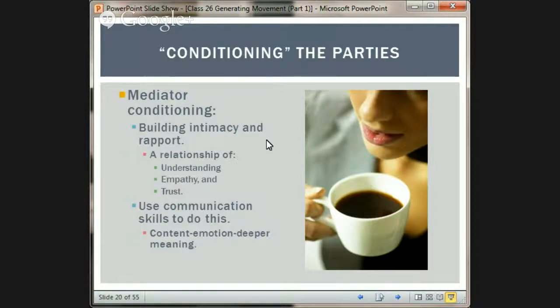Another thing you want to do is build intimacy and rapport, because then when you're trying to persuade, people are going to be more trusting, right? Because you've built a relationship of understanding, empathy, and trust. And you're using your communications to do this, especially all those early paraphrasings that are capturing content, emotion, and deeper meaning.